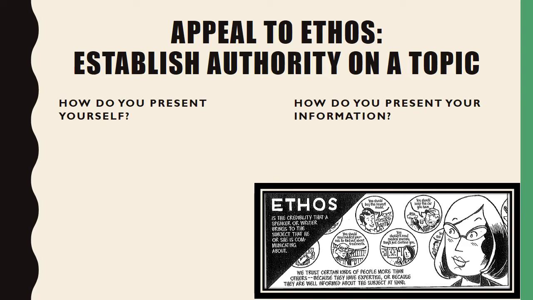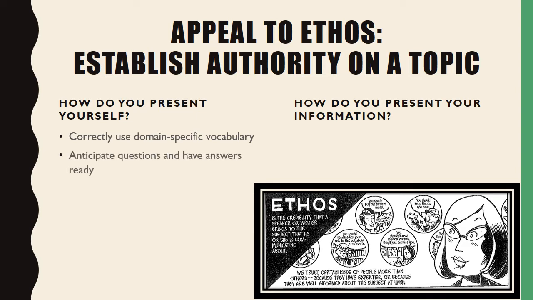So if you're going to establish yourself as an authority on the topic, then you need to correctly use domain-specific vocabulary. Like, you need to sound like you know what you're talking about, right? You come across these words in your research, you need to use them correctly in your speech. You need to anticipate questions, and you need to have answers ready. You don't want to be caught off guard. If you're an authority on the topic, you need to be able to speak as though you know what you're talking about. So you need to know what kinds of questions would be asked.